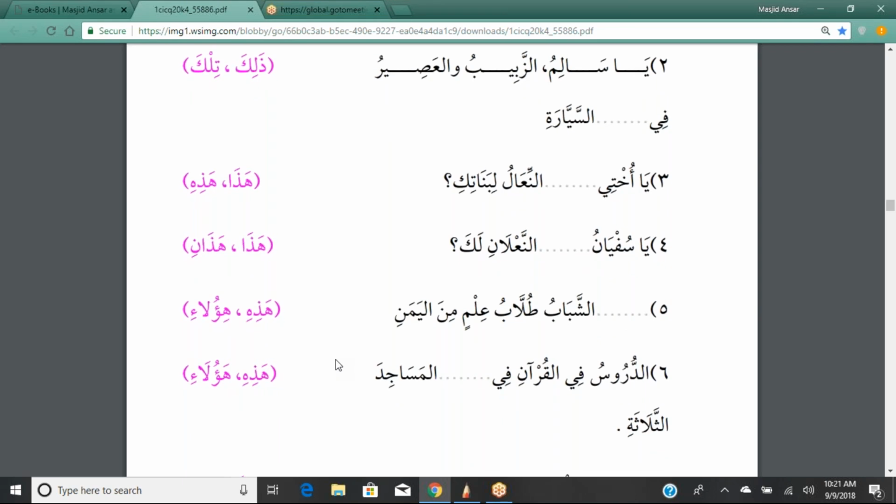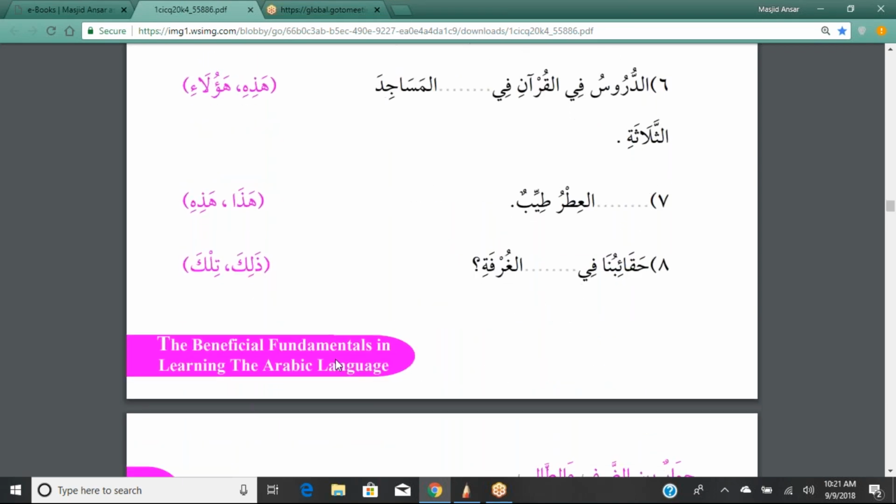Number 7. Al-'itru tayyibun. Who's online? What do we say, هذا or هذه? هذا. نعم, بارك الله فيك. هذا العطر طيب. And this is what is correct. It's not atar, it's itar. And the plural is utur. نعم. هذا العطر طيب.